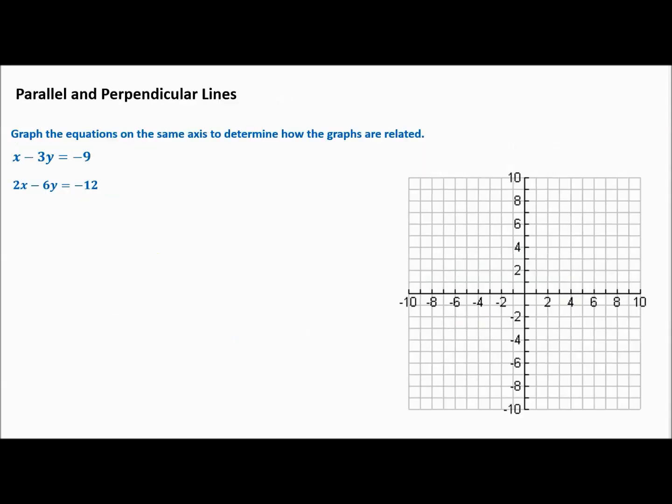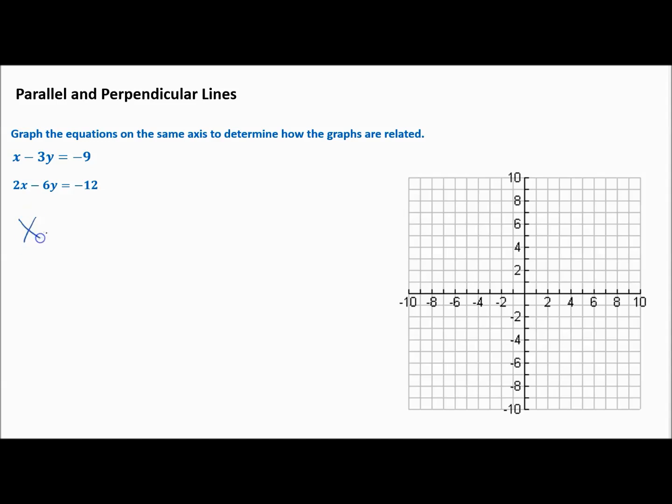All right, next I want to begin talking about parallel and perpendicular lines. You need a definition for parallel lines, and you need to know what perpendicular lines mean as well, and I will get to that in just a second. But I have a problem for you to get this thought started in your mind. Graph the equations on the same axis to determine how the graphs are related. Okay, so I've got two different equations here.